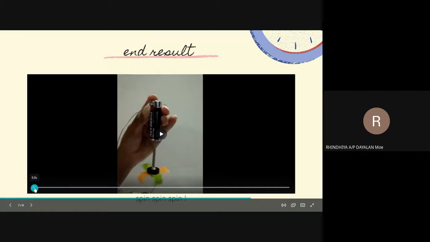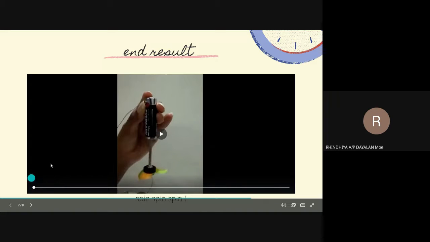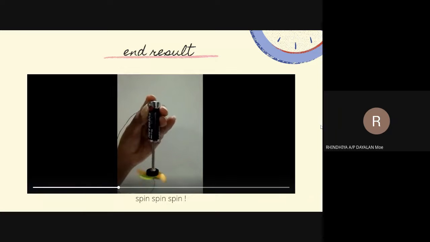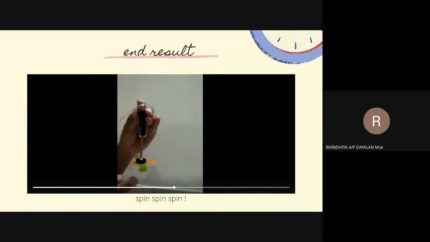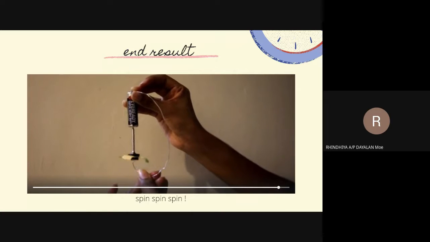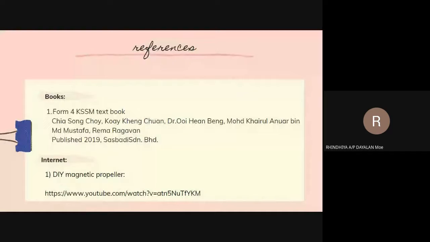Okay, so this is how the magnetic propeller works. Now let me show you guys. Okay, that is how it works.